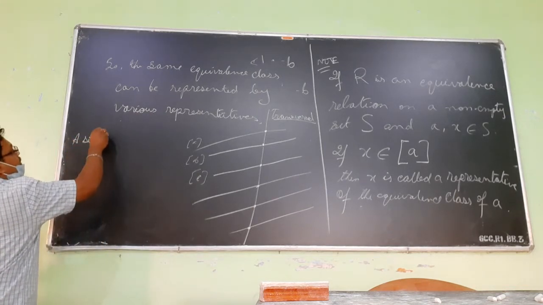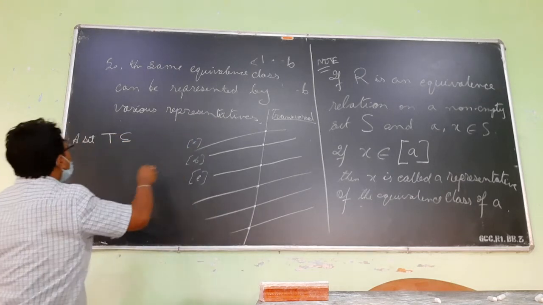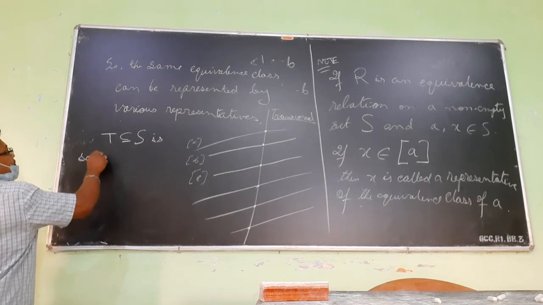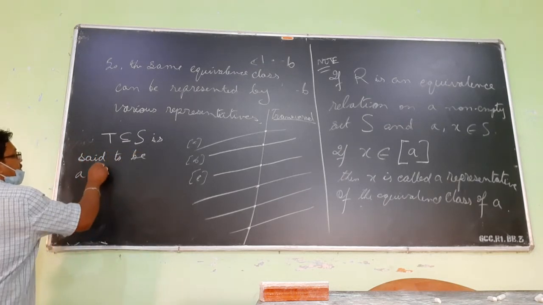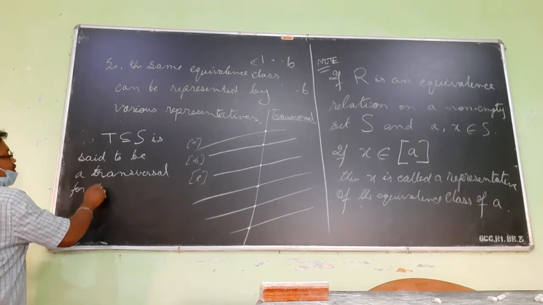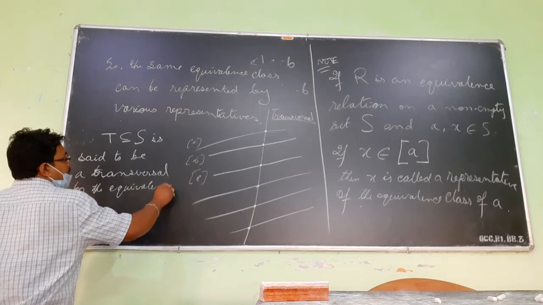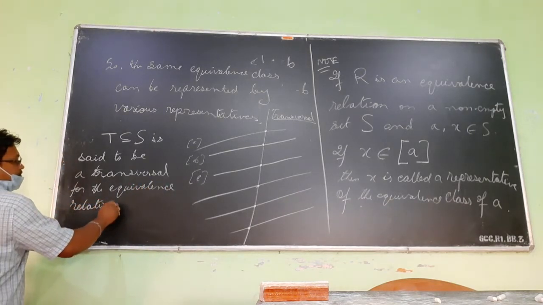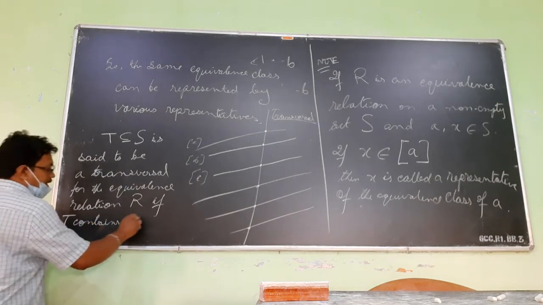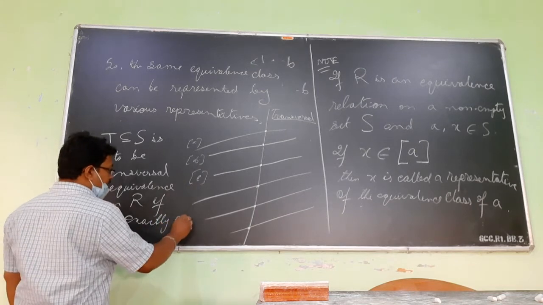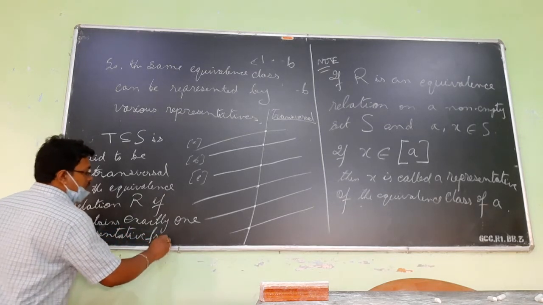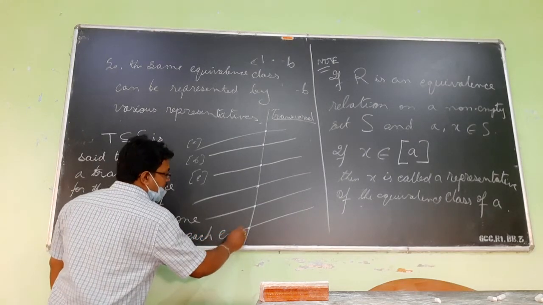Then a set T, a subset of the whole set S, is said to be a transversal for the equivalence relation R if T contains exactly one representative from each equivalence class.